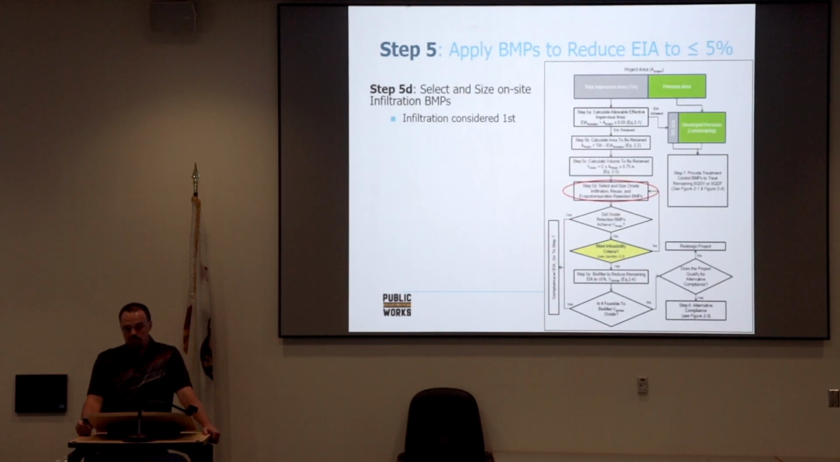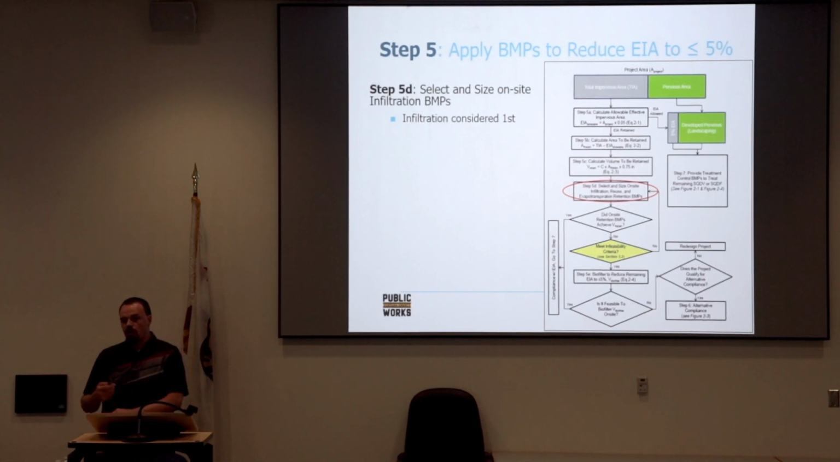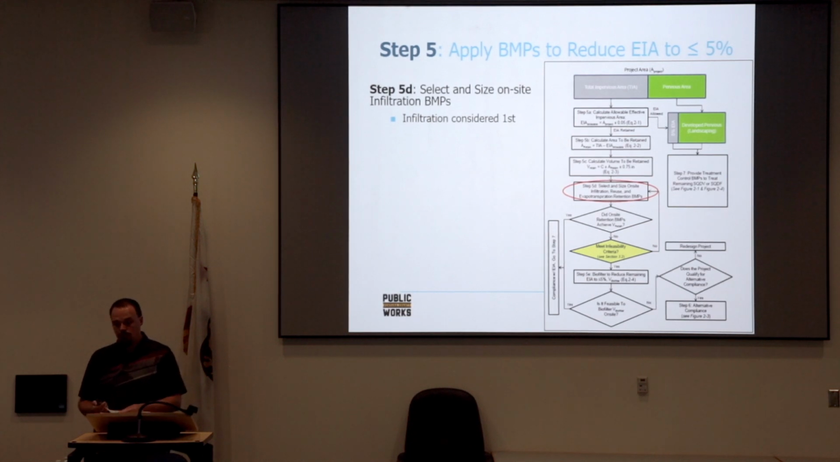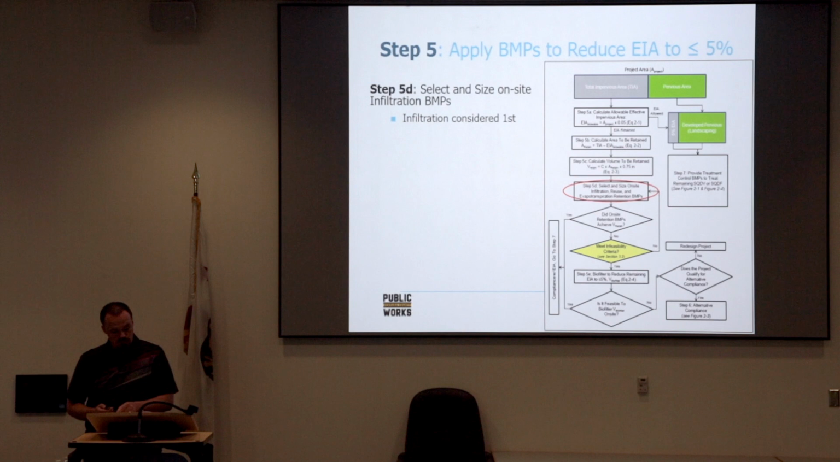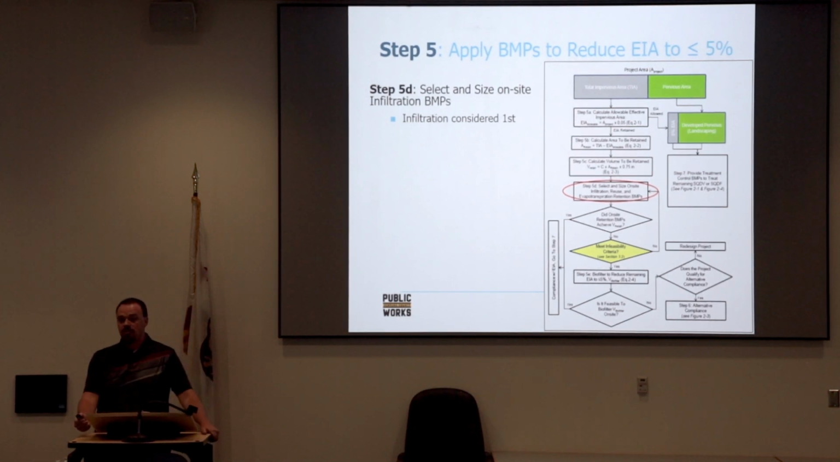So step 5D is select and size on-site infiltration BMPs, infiltration considered first. That's where we talked about the hierarchy: they have to consider infiltration before they can go to biofiltration. So this is where we start getting into the actual design and layout of the site and how big those BMPs are going to have to be.